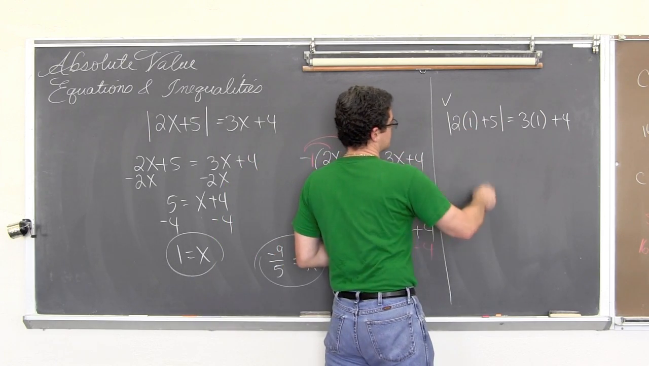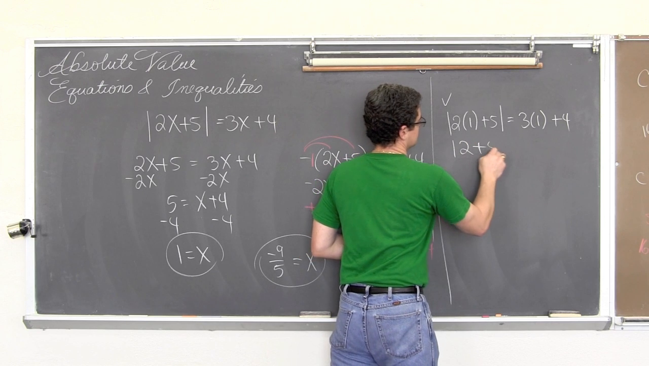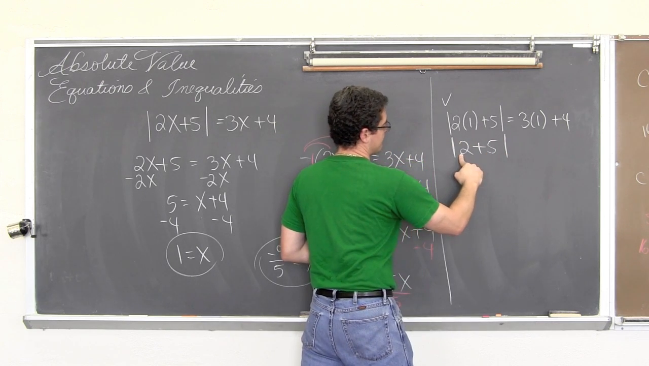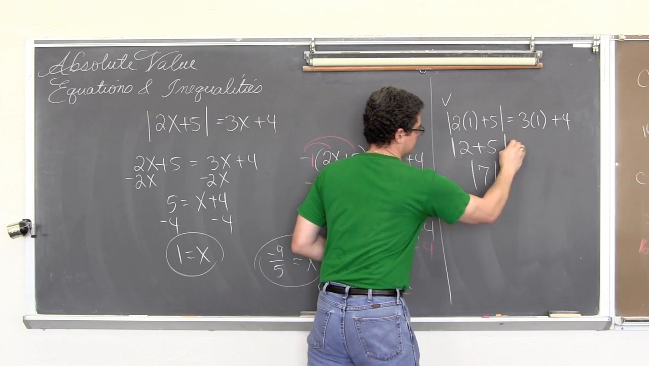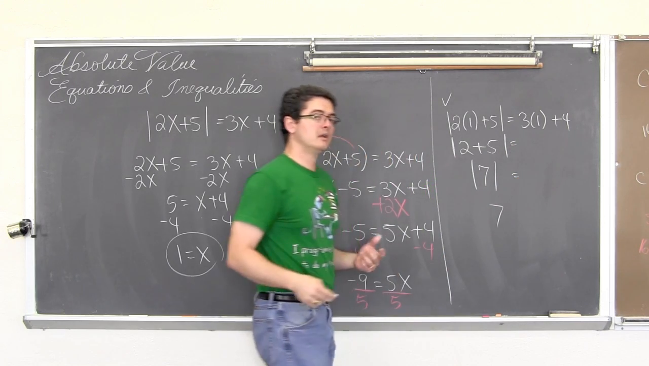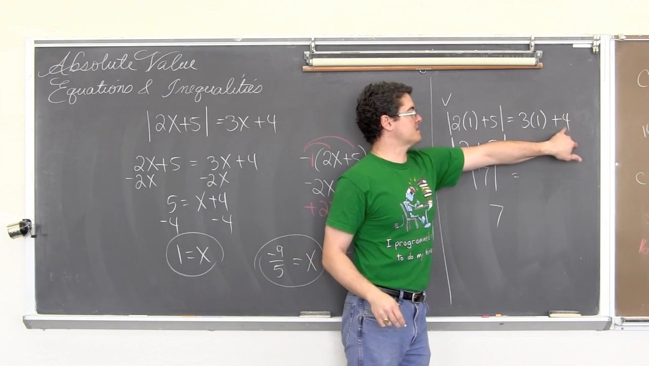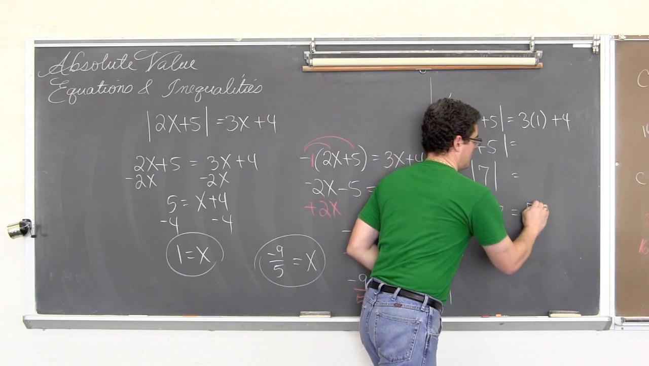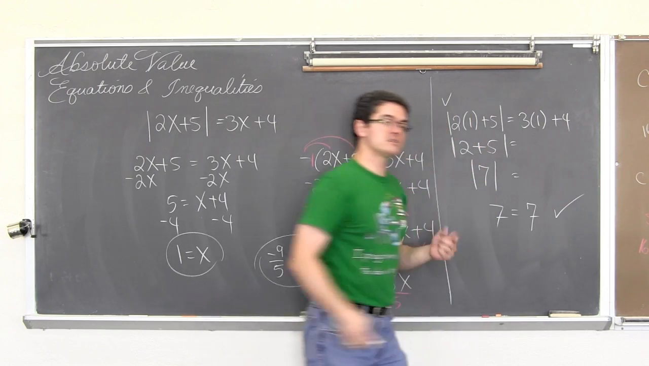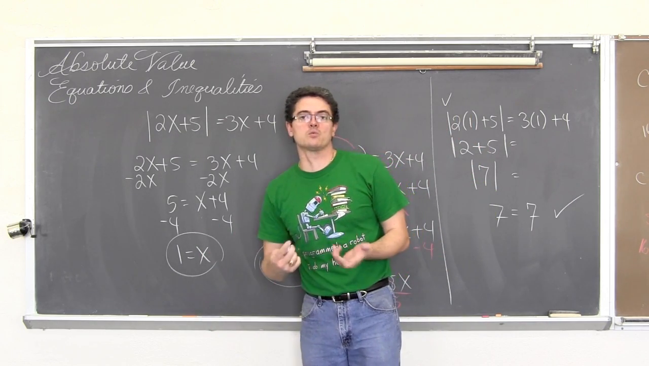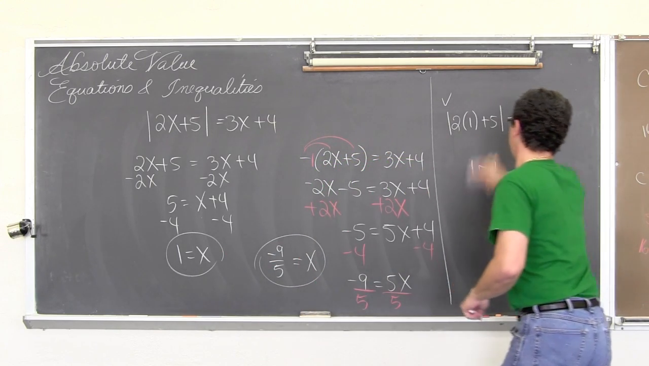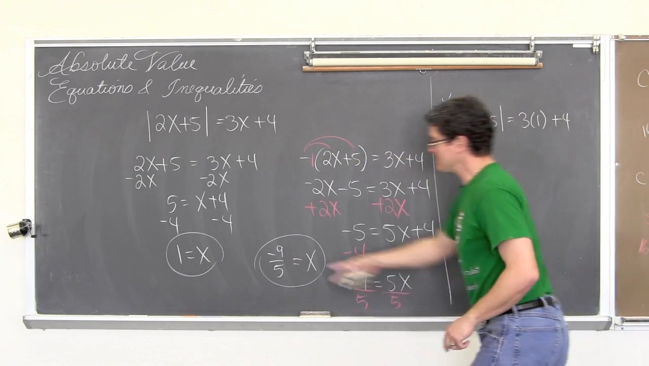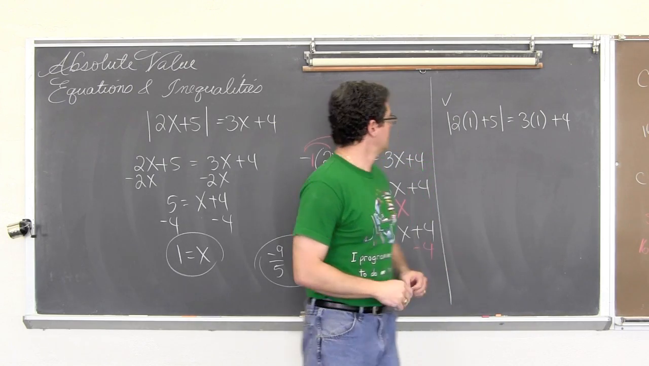So 2 times 1 is 2. 2 plus 5 is 7. And the absolute value of 7 is 7. Over here we have 3 times 1 is 3 plus 4, which is also equal to 7. And so our first solution of x equals 1 worked. Well, that's good. Let's try our other solution of negative 9/5.